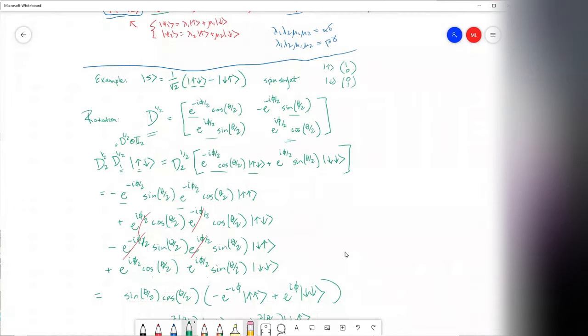I have a question. Yeah. So instead of just acting on each state individually, one at a time, could we find a 4x4 matrix representation of D2 and D1 and just do it all in one fell swoop? Yes, you could. Yes, you could. Is it easy to find that representation or is it kind of tricky?